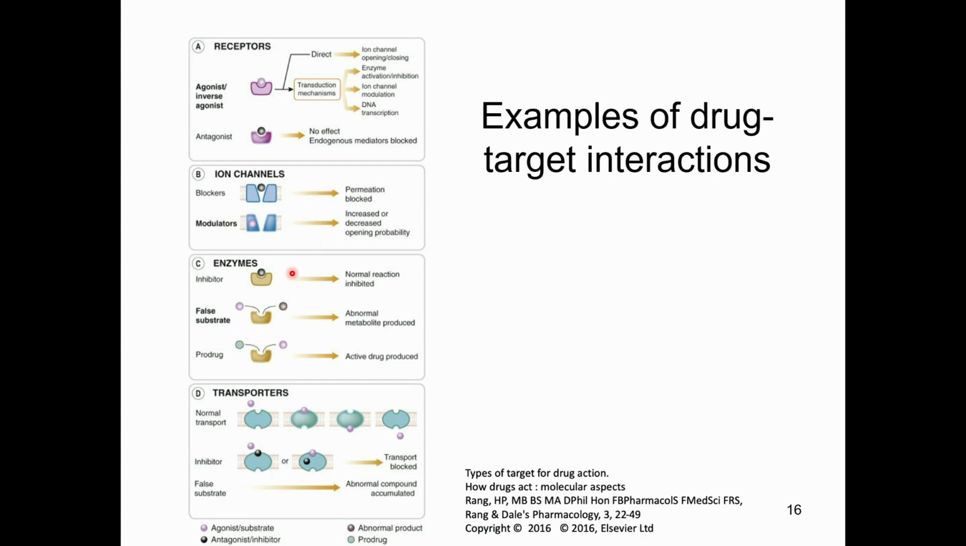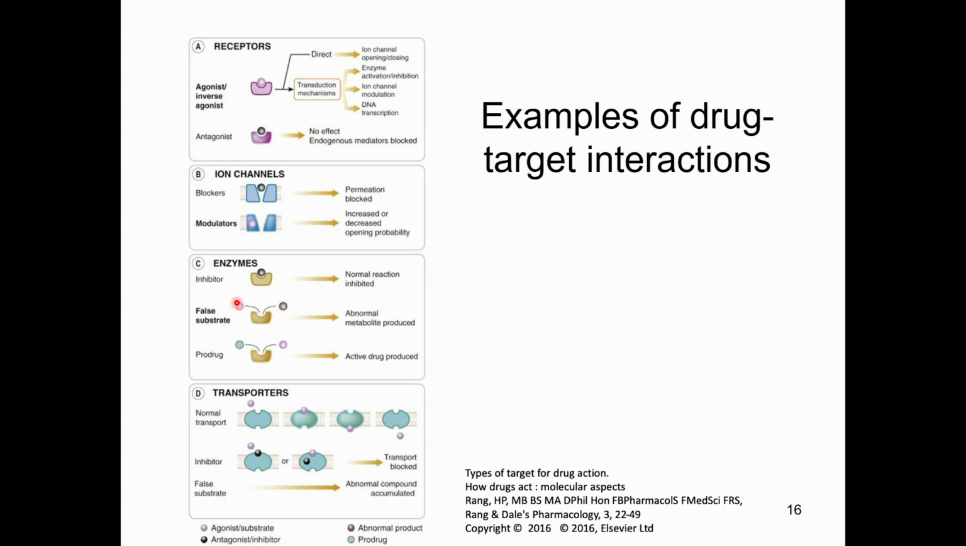Enzymes. You can have enzyme inhibitors where the drug actually prevents that enzyme from working. Some drugs are actually false substrates. So substrate is whatever that enzyme works on. Remember from biochemistry, a substrate gets turned into a product. So the substrate is pre-metabolism, the product is post-metabolism, and the enzyme is doing the metabolism.